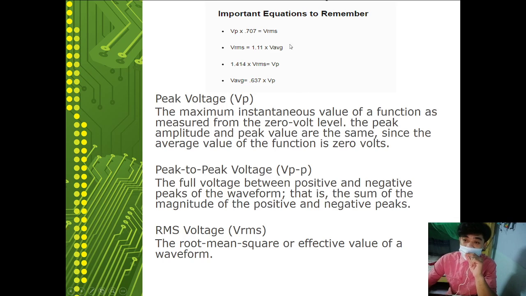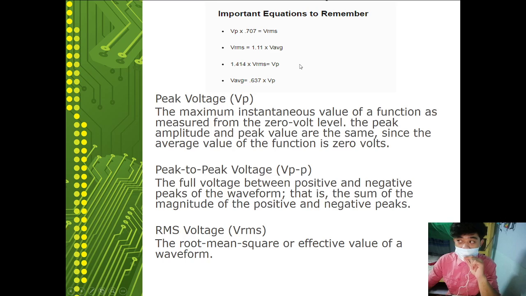Important equations. Well, to calculate the voltage RMS, the voltage peak times 0.707. The voltage RMS is equal to 1.11 times voltage average. 1.414 times VRMS is equal to VP, and the average is 0.637 times VP. Well, these are what we will consider for finding voltage RMS.